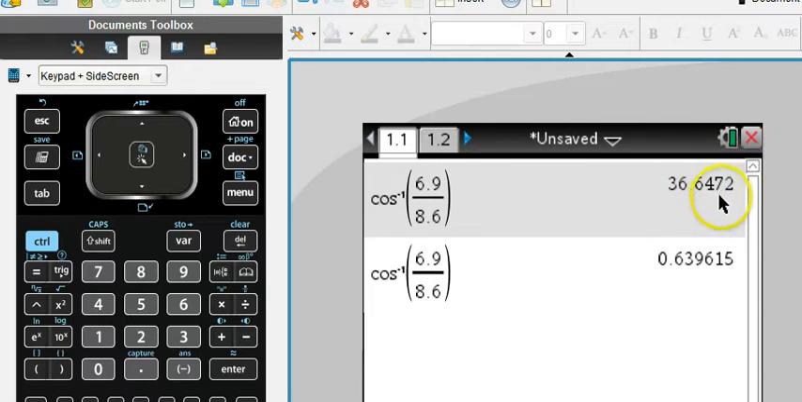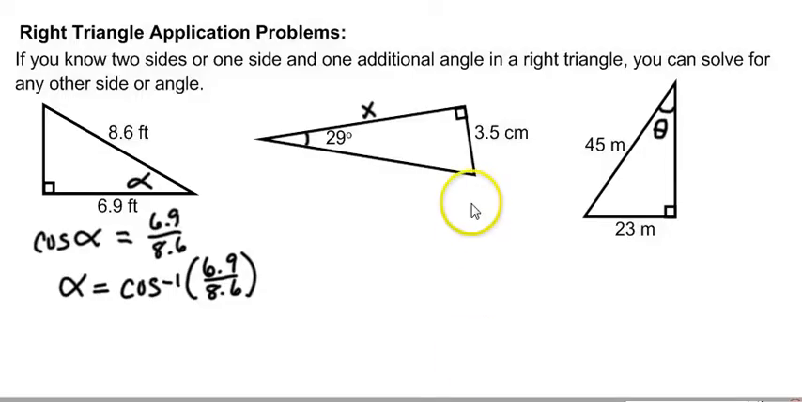36.6472 degrees. I also changed my calculator into radians to show what happens. If you happen to be in radians instead of degrees, it'll say RAD here. You'll get an angle in radians. So don't let that throw you if that happens. Just change it back to degrees and get the angle in degrees. Sometimes later we will be doing applications with angles and radians. So my correct answer is 36.6 degrees. Make sure to give me at least one decimal place when you're doing angles in degrees.